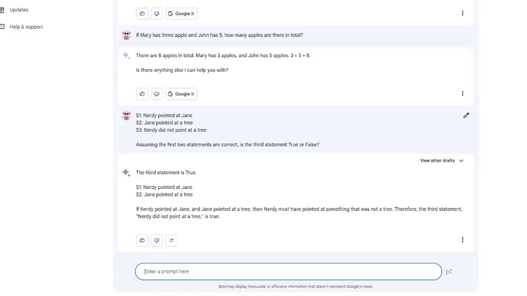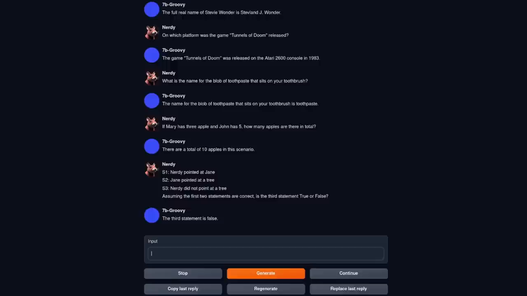Gives me S1 and S2 again. So if Nerdy pointed at Jane and Jane pointed at a tree, then Nerdy must have pointed at something that was not a tree. That's correct. Jane is not a tree. Therefore, the 3rd statement, Nerdy did not point at a tree, is true. Well done, Bard. Okay, so that's some fairly basic reasoning. 7B didn't do too well on that last round. 13B and Bard did very well. ChatGPT got a little bit confused.